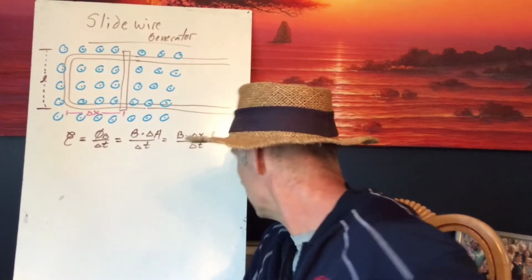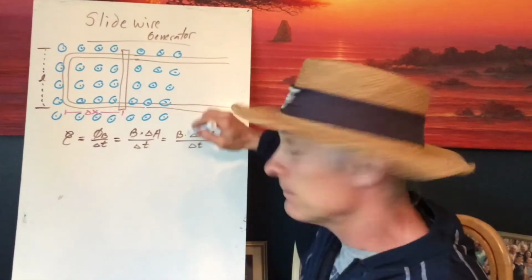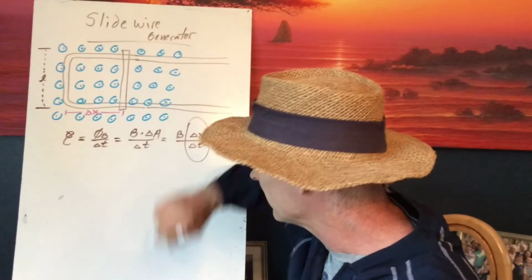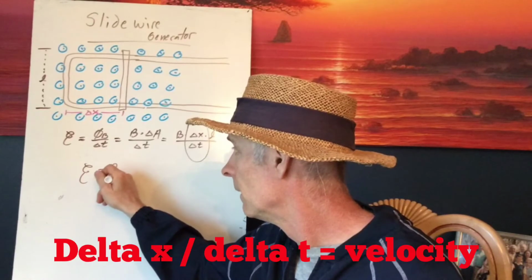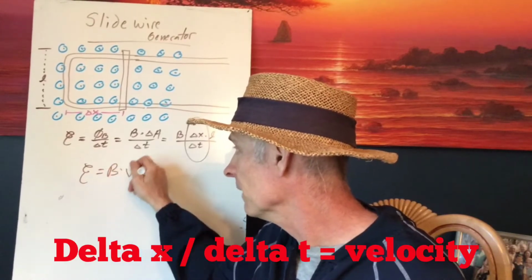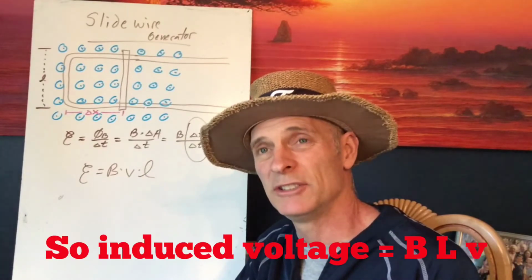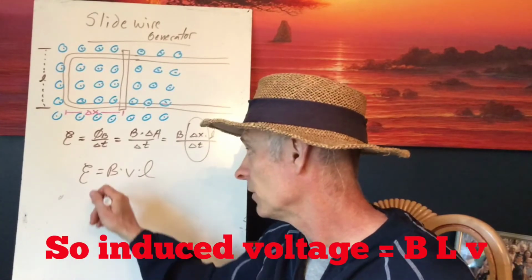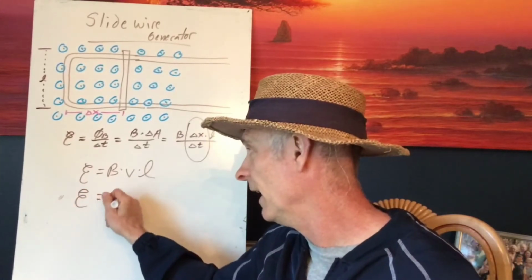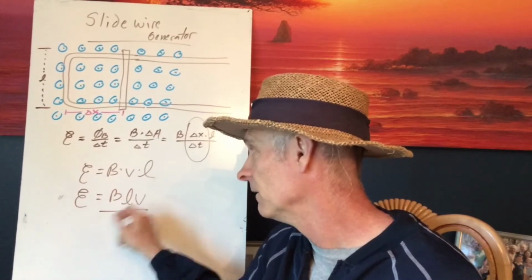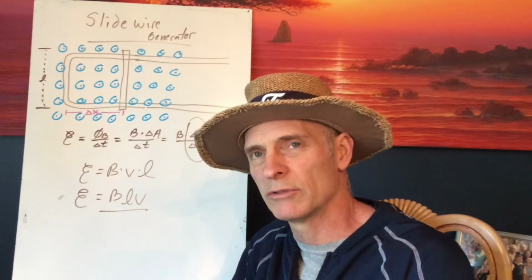Now guys, to go to the next step, you might recall, what is delta x over t? We already know that. That's simply velocity. Velocity is delta x over t, change in displacement over time. So you will see a Slidewire generator's voltage written as BLV. Simply by moving along, you are going to create voltage.